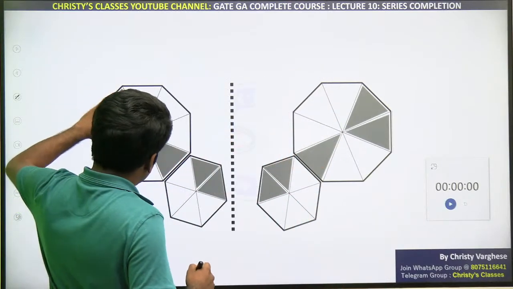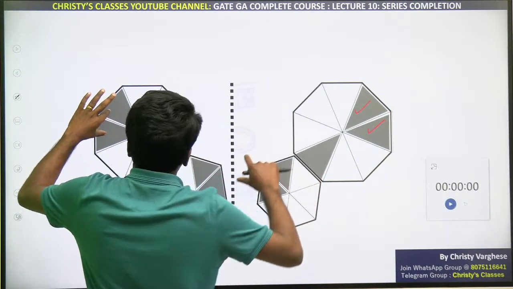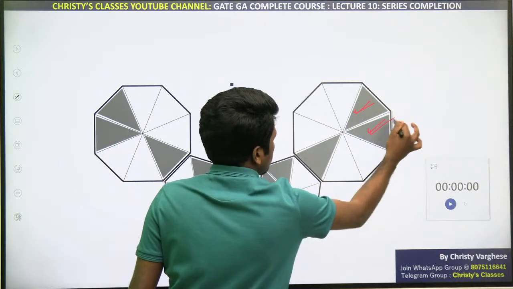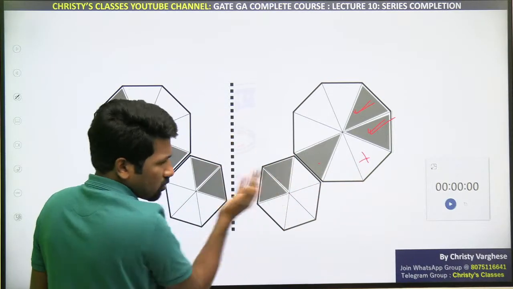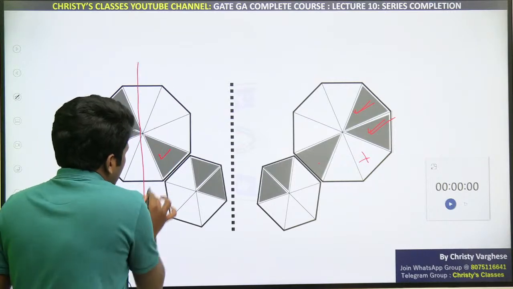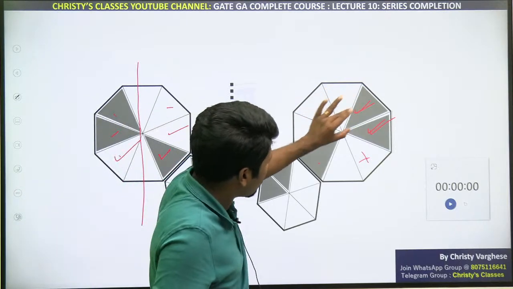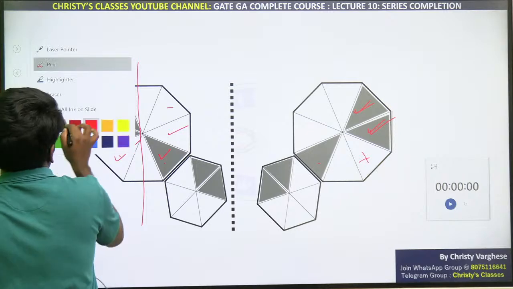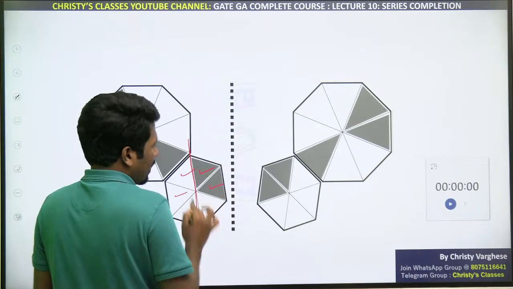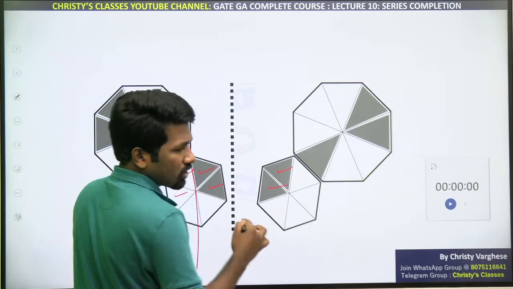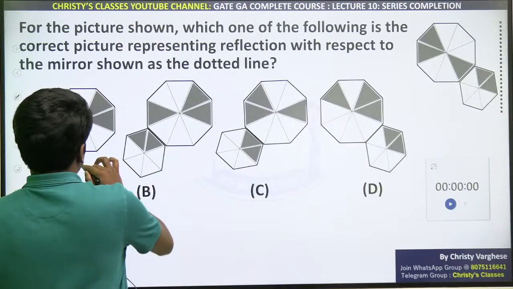Same thing here. These two shapes, after flipping, should be matching. Here, this shape matching should be here, not here, because flipping should be done. If this is the line of symmetry, its flipping should be here, and its flipping here. Are you getting it? That is totally justified in this picture. Now the bottom hexagon we will analyze. This is the line of symmetry, so its flipping should be here, and its flipping here. Meaning, these two shapes are okay. That is why the first image, option A, is justified.